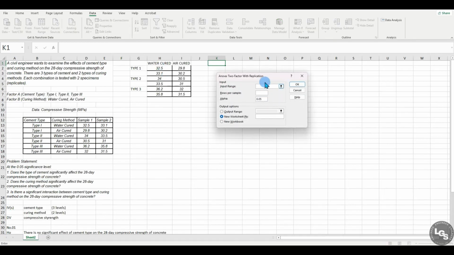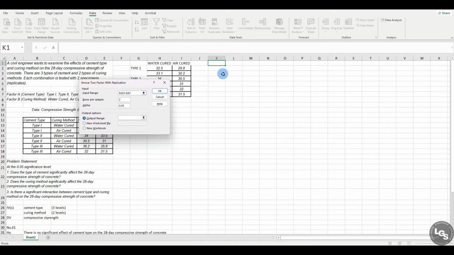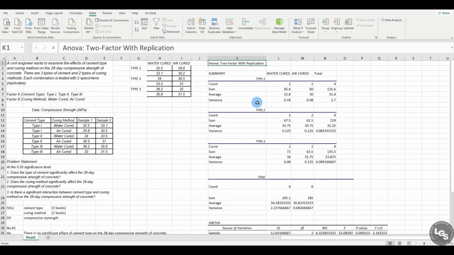So we will click on that. So for the input range, we need to highlight all of this, including the labels. Then rows per sample. So rows meaning how many samples for each type. So we have two samples because we have sample 1 and sample 2. So we will input here 2. For the alpha, the given in the problem is 0.05, so we do not need to change that. Then for the output range, we can choose any blank cell. Then click on OK. Here is the result for the ANOVA two-factor with replication.